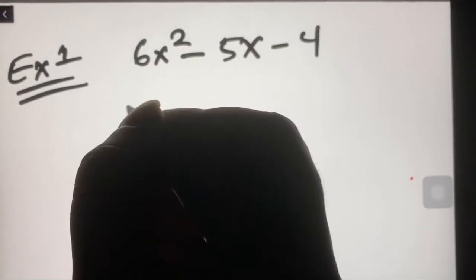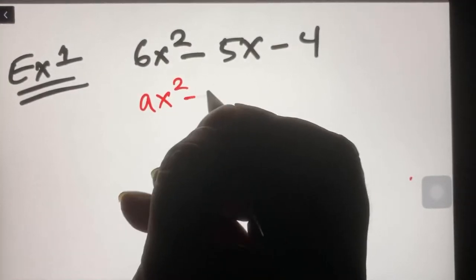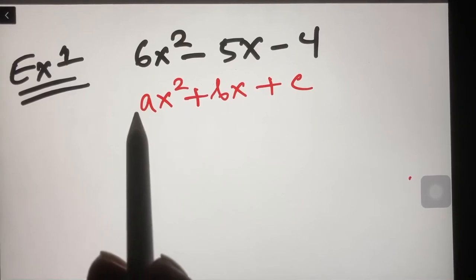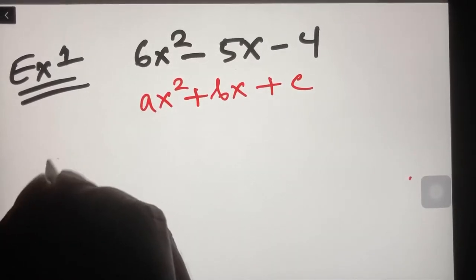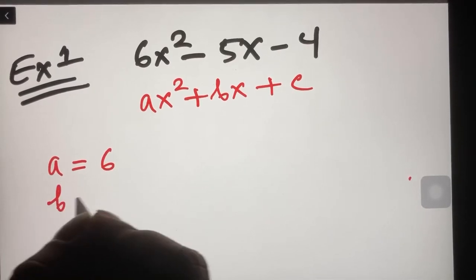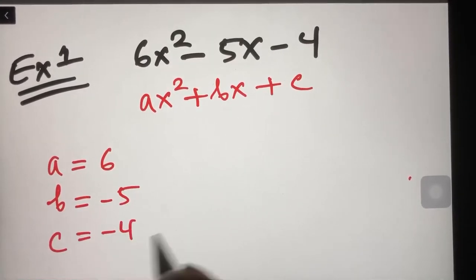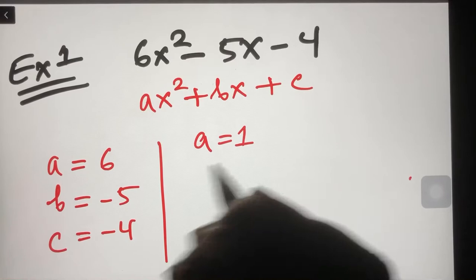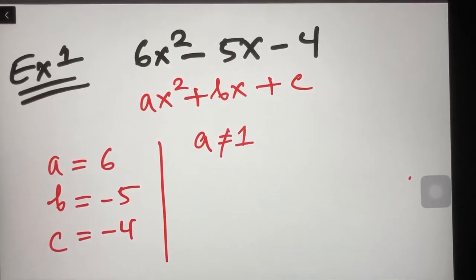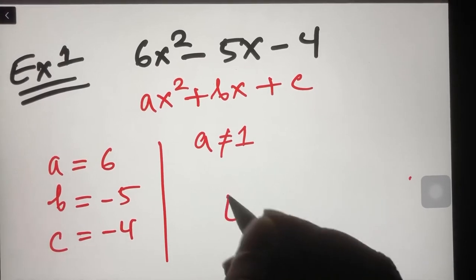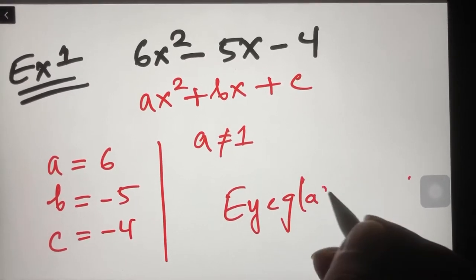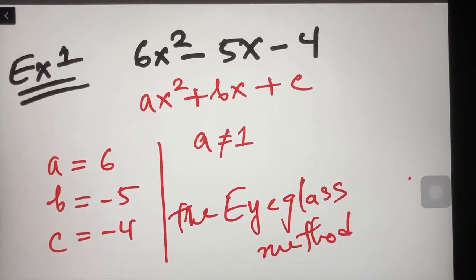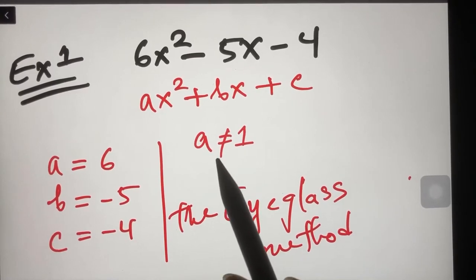So the first thing is, it should look something like this, ax squared plus bx plus c. And it kind of looks like this, right? So a is equal to positive 6, b is equal to negative 5, and c is equal to negative 4 in this case. And is a equal to 1? In this scenario, a is not equal to 1, right? So that means, yes, we can apply the famous eyeglass method.